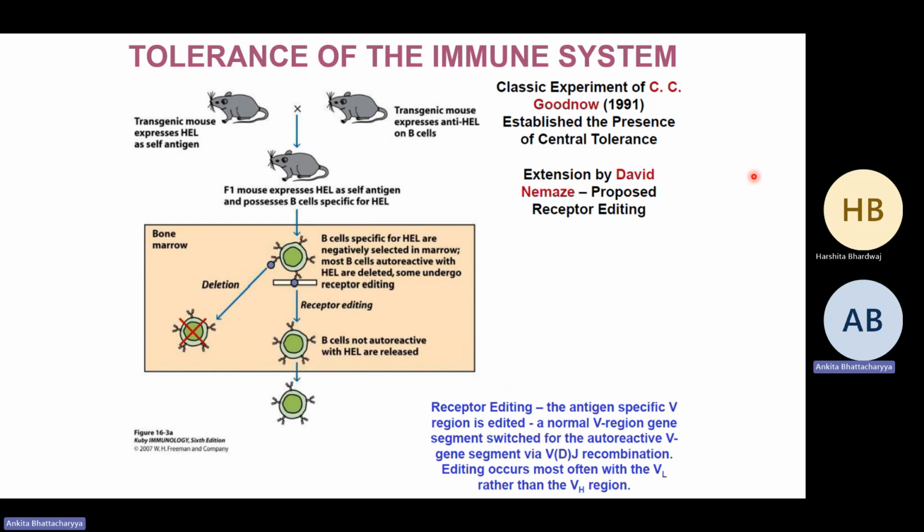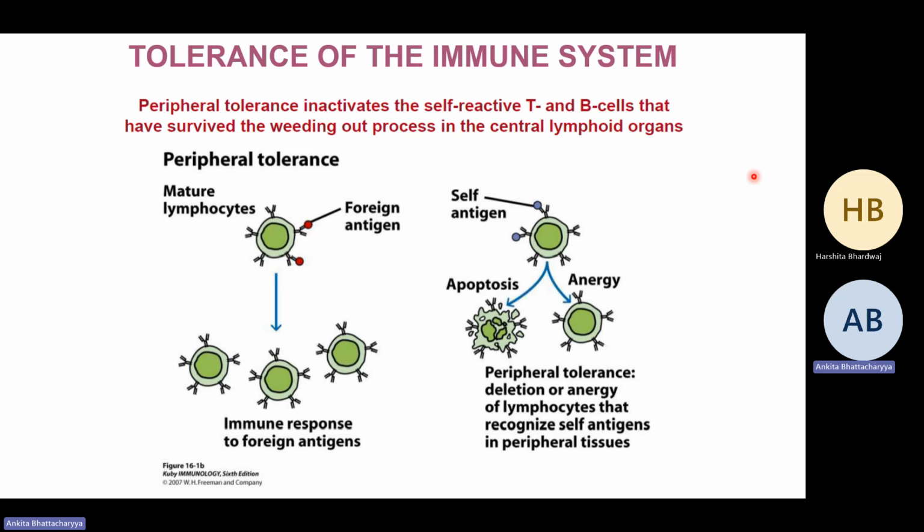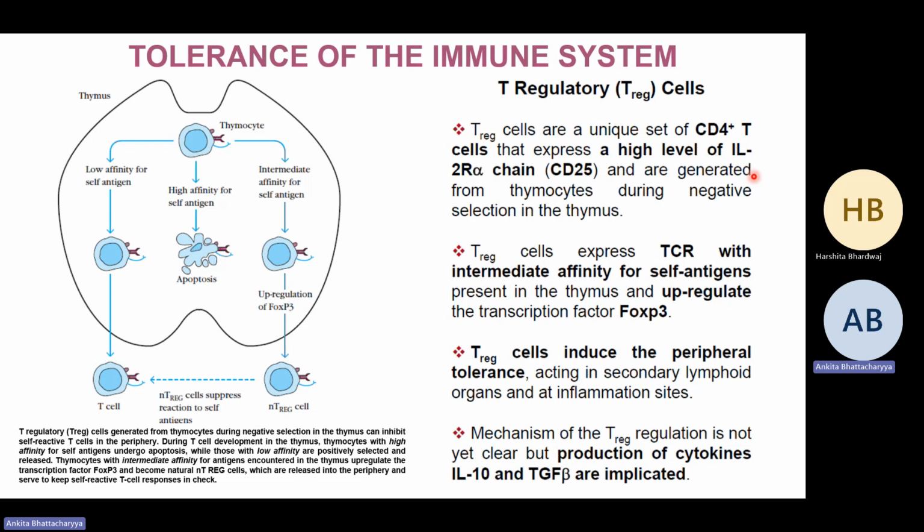Then this was C.C. Goodnow's experiment for the concept of central tolerance to at all be taken into consideration. And yeah, these are the potential fates, like I just discussed. The existence of Treg cells and how they exactly end up doing their job. How do they actually maintain the regulation? All of that was extensively looked at.